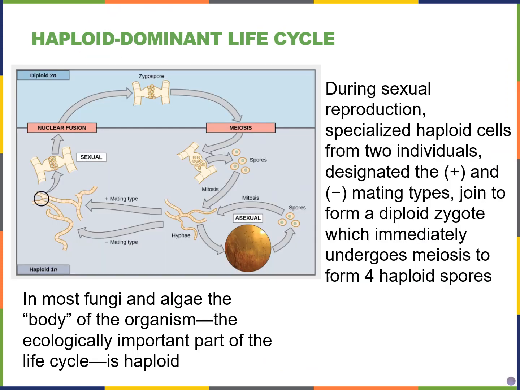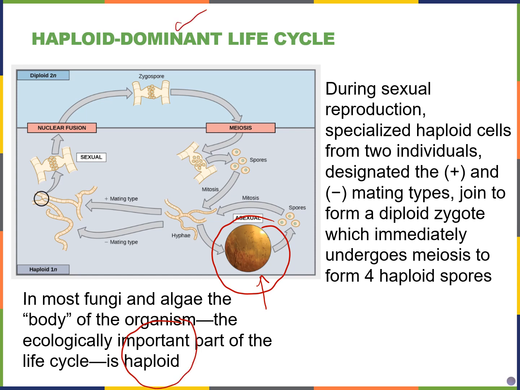In most fungi, such as this type of bread mold called black bread mold, or rhizopus, and some algae, the body of the organism, it's hard to see here, but if you zoom in, you can see it more closely, the body of the organism is haploid. So this is a haploid dominant life cycle.